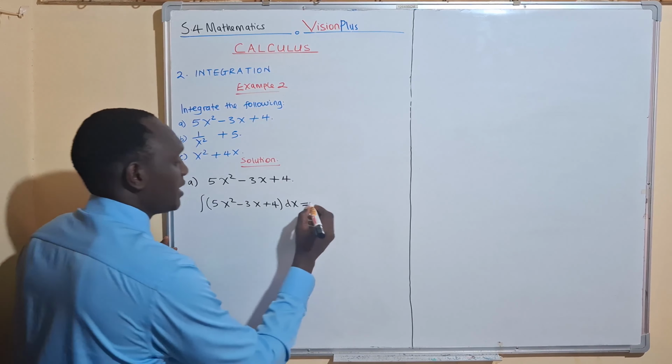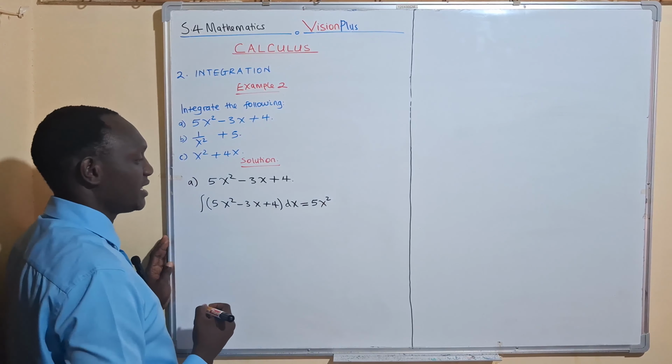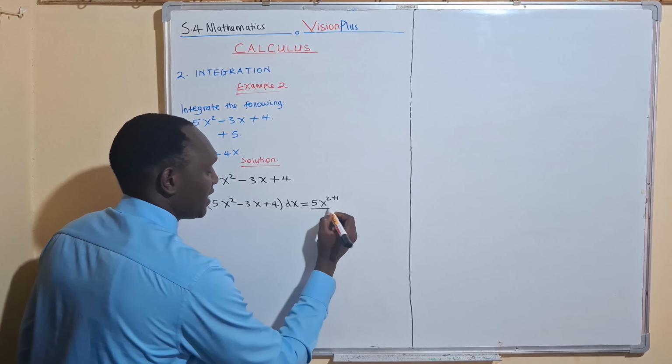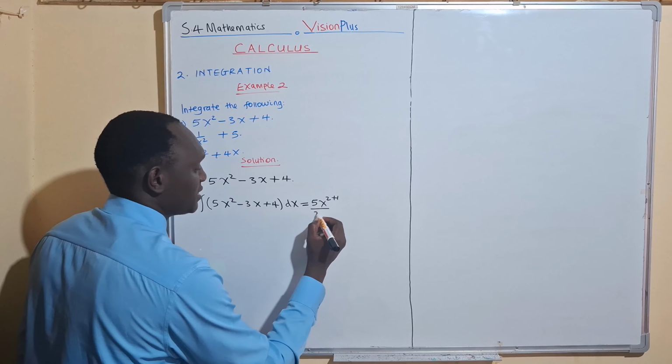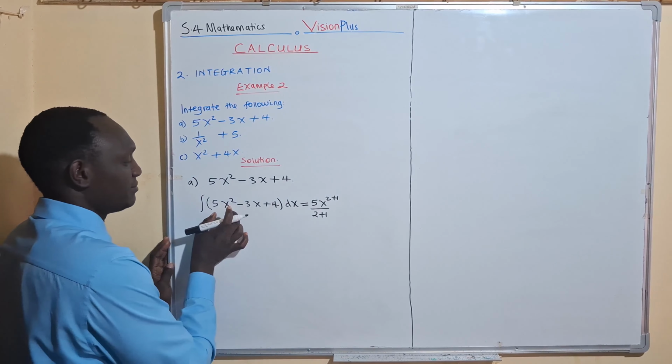So the first term here is 5x squared. To integrate that, we add 1 to the power of x, then we divide by the new power of x, which is 2 plus 1. And we have integrated the first term.